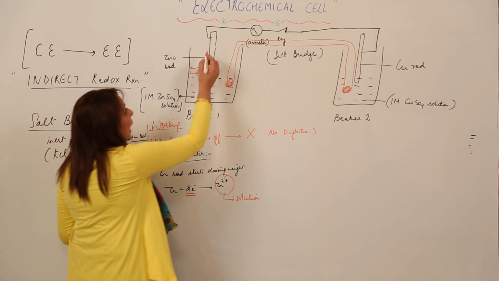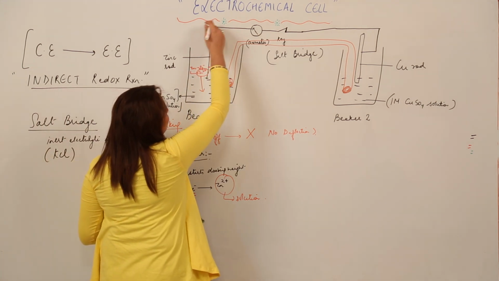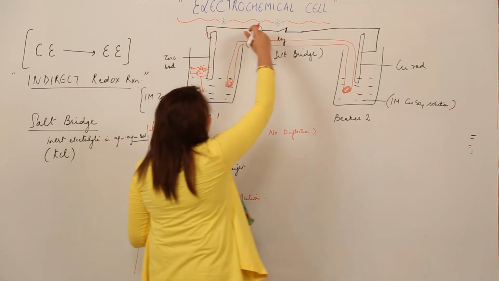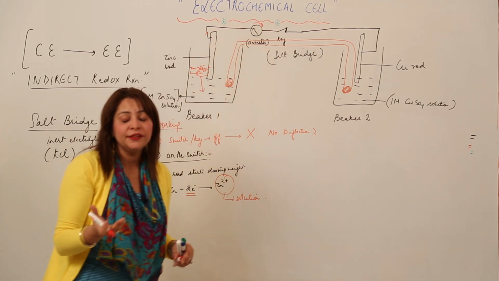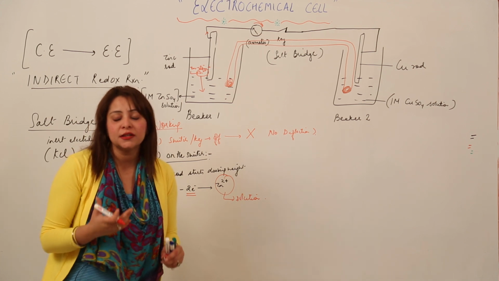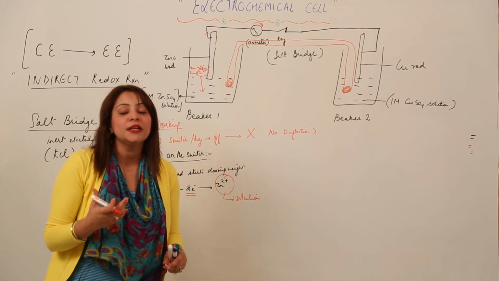And now what is the fate of the electrons which it is losing? These electrons are made to move through this wire, and in doing so the ammeter shows the deflection as well. That means the electrons, when they move, constitute electric current, right?